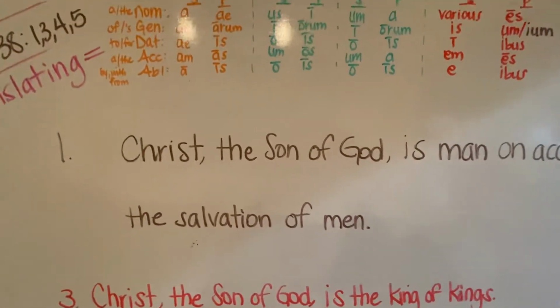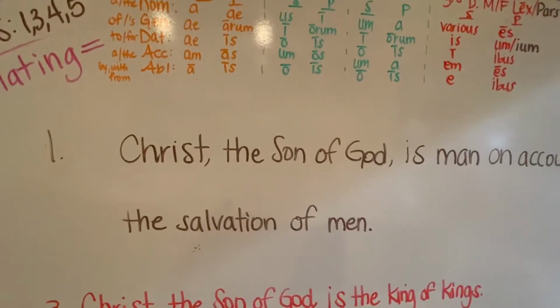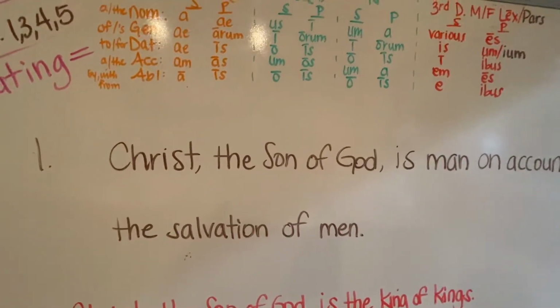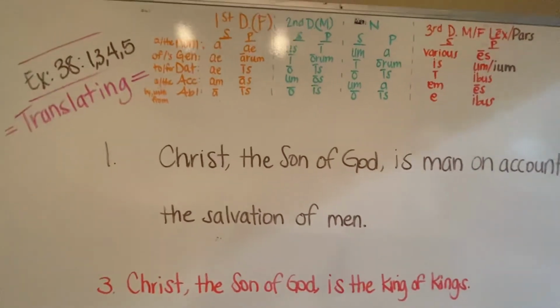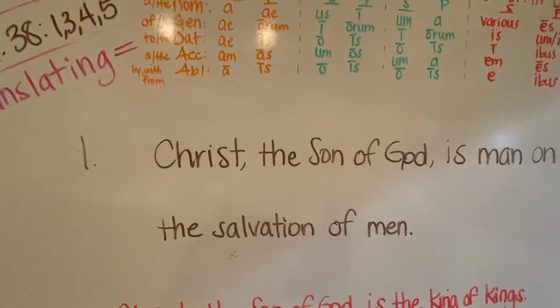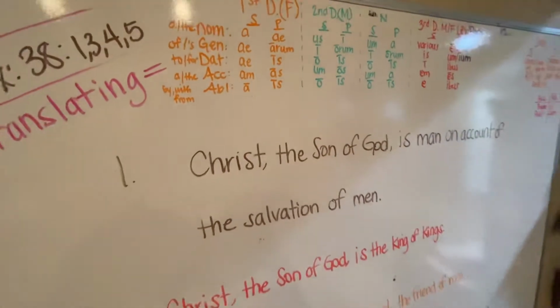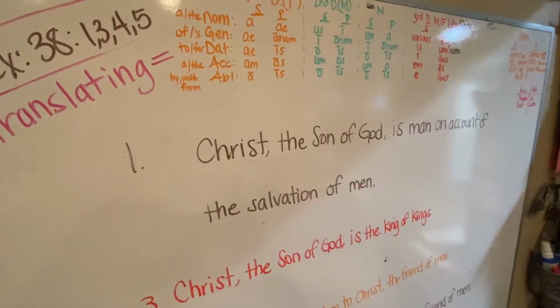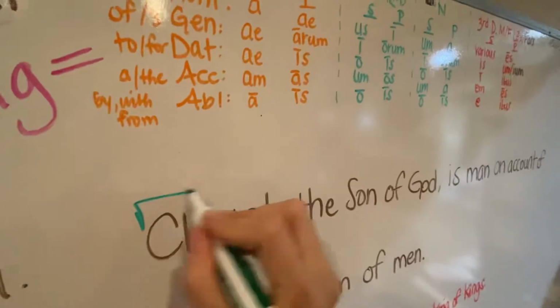Okay, so we're just going to begin by going through what we do in essentials: subject, verb, labeling, that kind of thing. And then we'll start to uncover the appositive pretty quickly here. So let's start with our subject. We ask the question, who or what is man on account of the salvation of men? Or who is the Son of God, right? Christ.